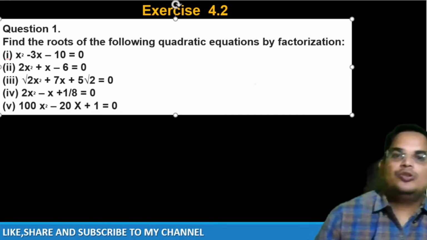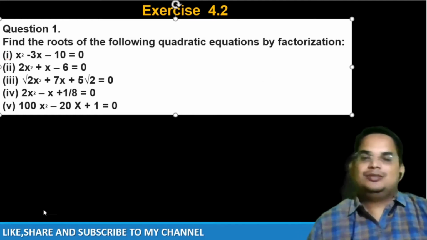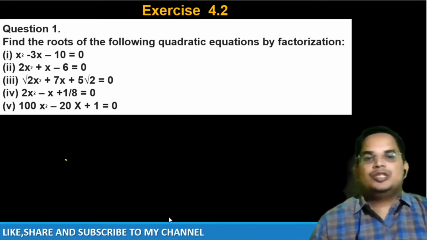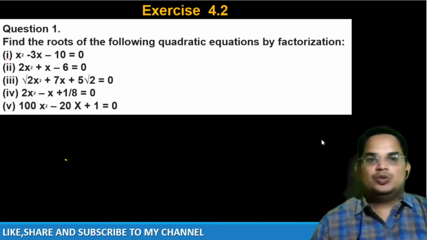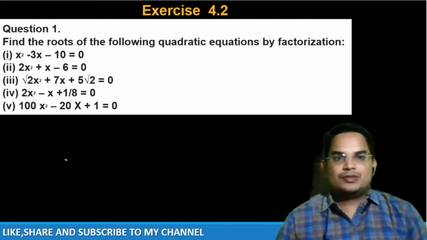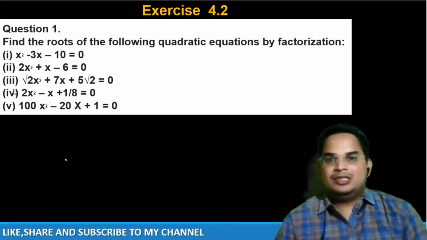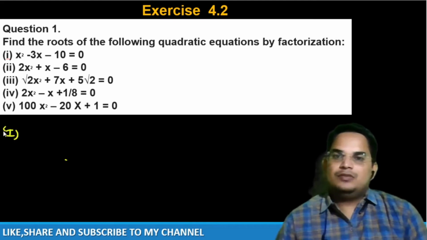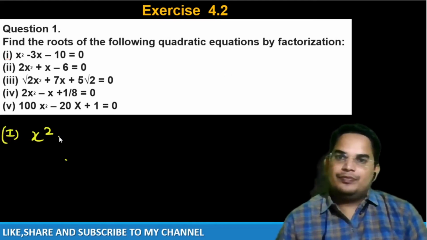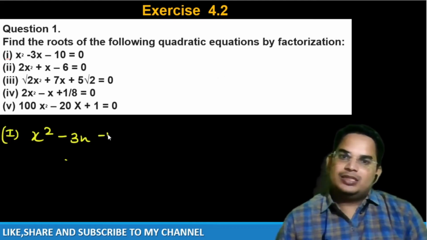Okay, children, so I'm going to explain the exercise. Now I'm going to explain you exercise 4.2. How to do this exercise, children? Look at this. Question number 1: find the roots of the following quadratic equation with the help of factorization method. What is given here? x square minus 3x minus 10 is equal to 0.